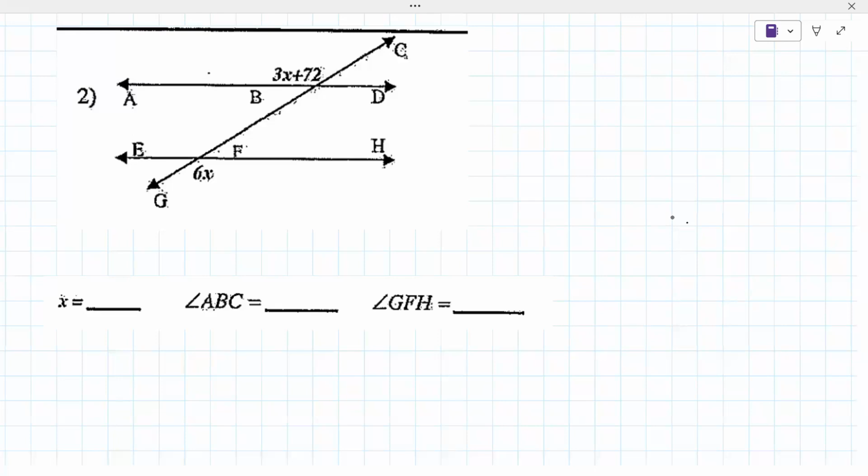Just to clarify my equation, I would do 3x plus 72 plus 6x equals 180, because I'm pretty sure these total to 180. What's the name of the angles? Alternate exterior angles. Okay, so they are congruent. They do not add up to 180. They just equal each other. So I need to do 3x plus 72 equals 6x.